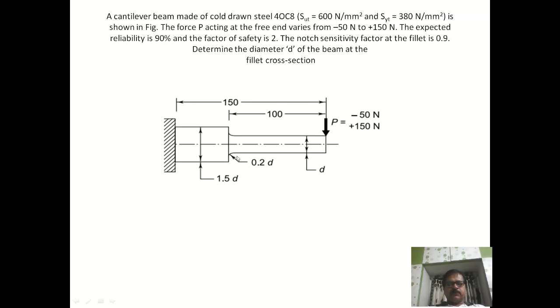So here we need to find out the diameter. The dimensions are given: total length 150, and up to the curvature it is 100, and the nose radius is 0.2D, the curvature here, and here it is 1.5D, and this is D.